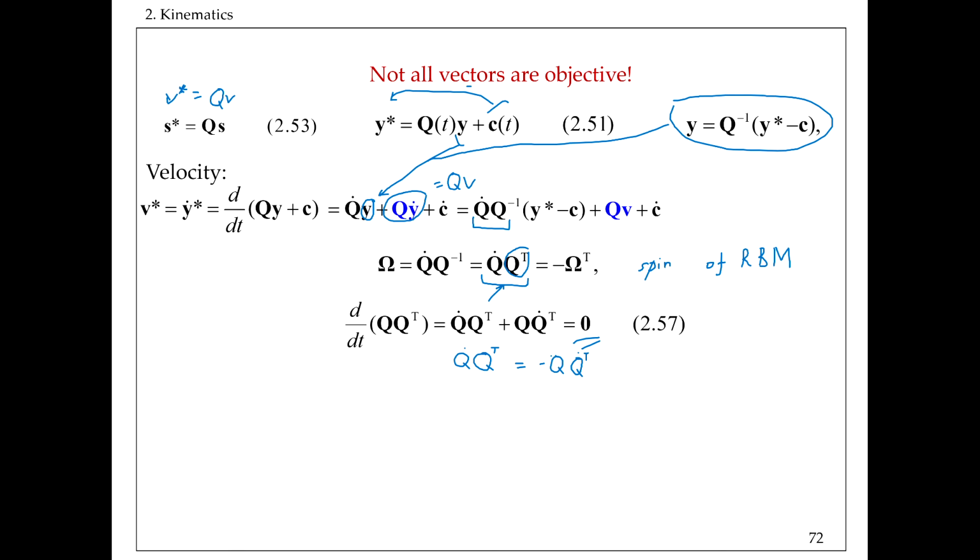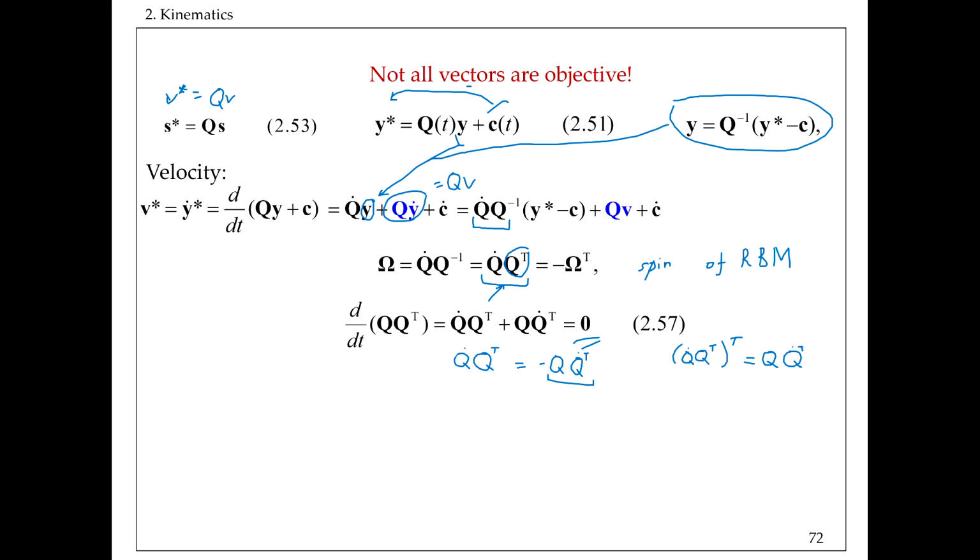And now you can notice that if we apply the transpose operation to this term, the whole term q dot q transpose, then they change the order, and the transpose will be q, and then we'll have q dot transpose. And that's exactly what is written here.